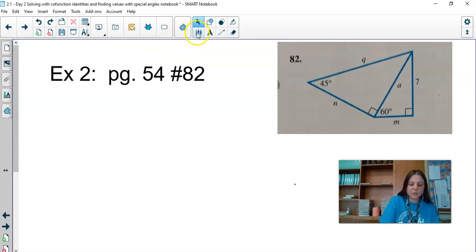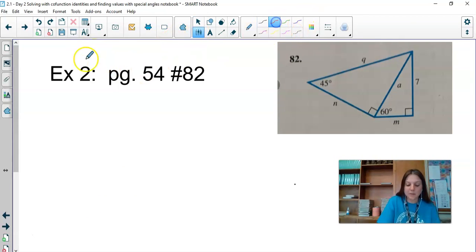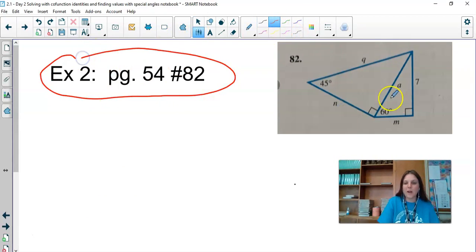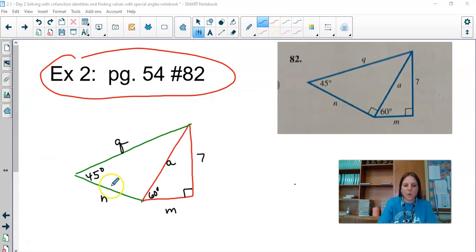So this is example 2 from your book. We're going to copy this into the notes, and we're going to find these missing sides. So what I have here is the given information. I just copied this right out of the problem. You should too. And I'm going to start by finding sides that are missing. So I'm looking for A, M, N, and Q.